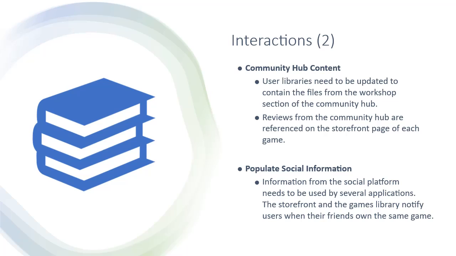Community hub content. User libraries need to be updated to contain the files from the workshop section of the community hub. Reviews from the community hub are referenced on the storefront page of each game. Populate social information. Information from the social platform needs to be used by several applications. The storefront and the games library notify users when their friends own the same game.